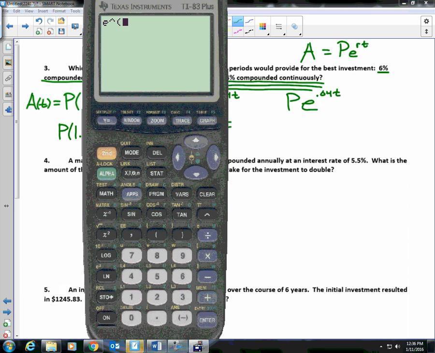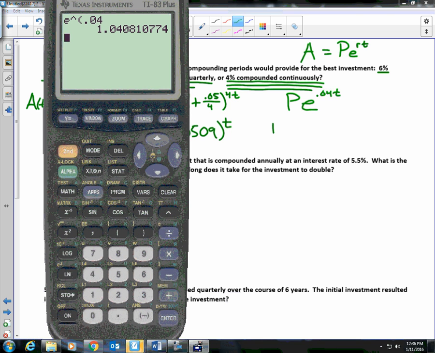e to the 0.04, and I get 1.0408. P times 1.0408 raised to the t power.